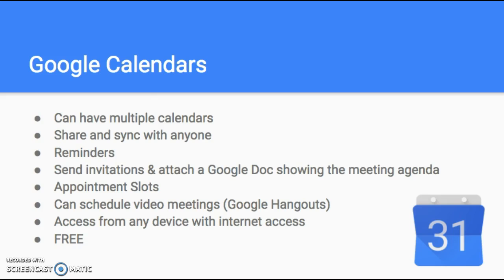So when an event is getting ready to occur, you can have a preset reminder for you so you don't forget about a meeting or an important document that's due soon. You can send invitations and attach documents just like you could in Outlook, but now since we're using the Google interface, this is a little bit easier because we can attach a Google Doc straight into the meeting agenda, and then throughout the meeting you can be in the Google Doc editing and adding information that is being said during the meeting. You can also block off a time for appointment slots where you can show other people that you would be available during this time to meet, and people can set up appointments with you.